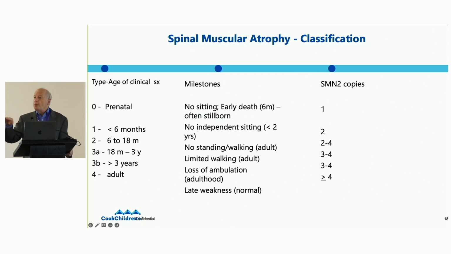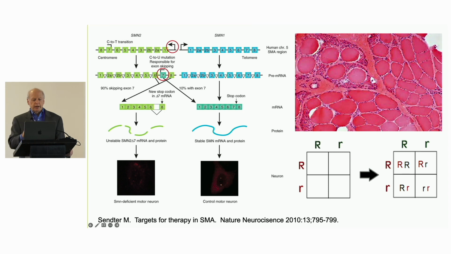So if you have no backup copies, these babies are stillborn. But if you have one backup copy, the babies are very, very weak and may or may not respond to therapy. They probably will respond to gene therapy, but they're going to be very weak. Most of the babies that you're going to see in the nursery are going to be type 1s with 2 backup copies. And then the more backup copies you have, the later they present, and they can even present in adulthood. This is what it looks like.